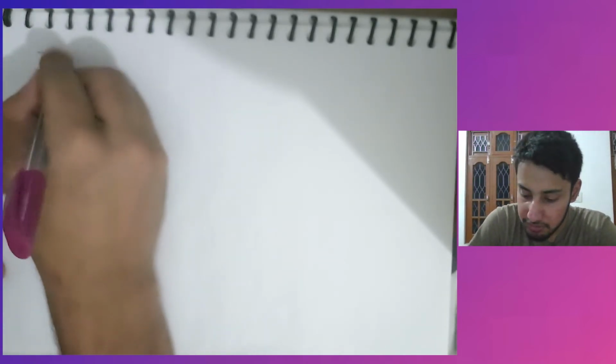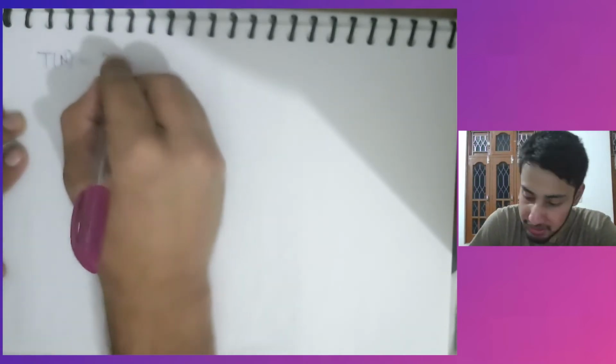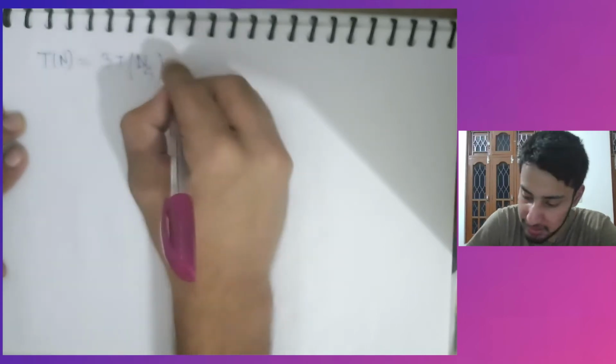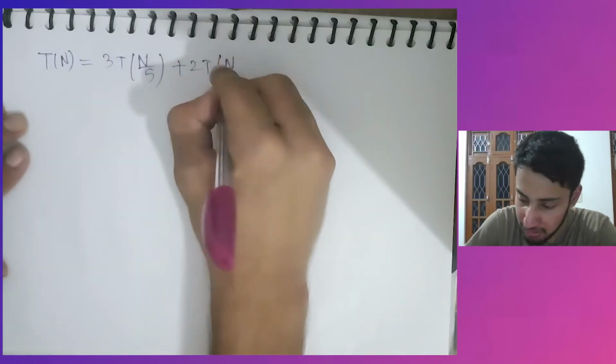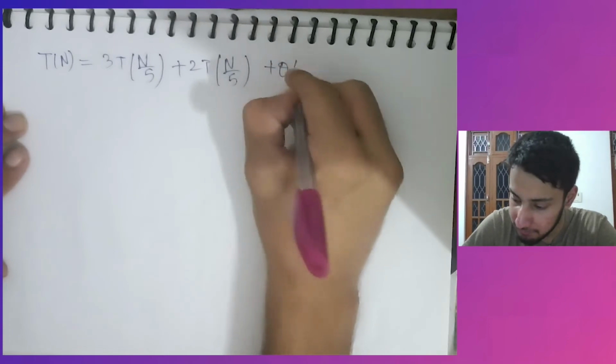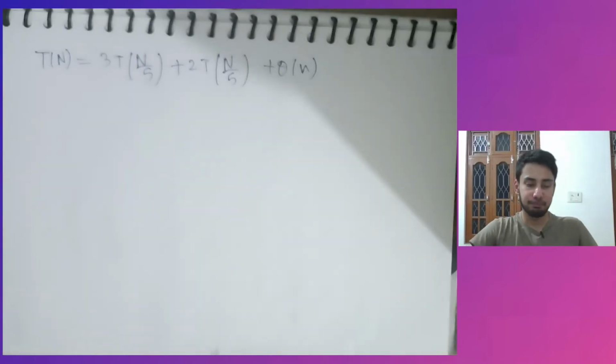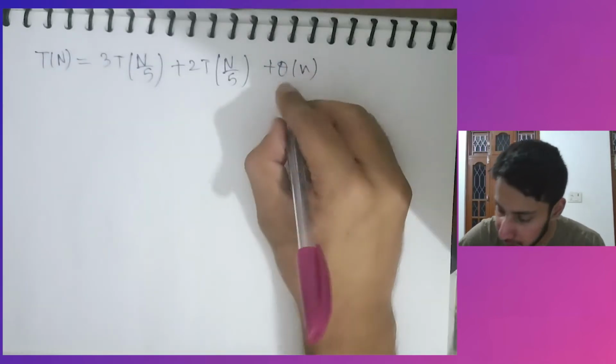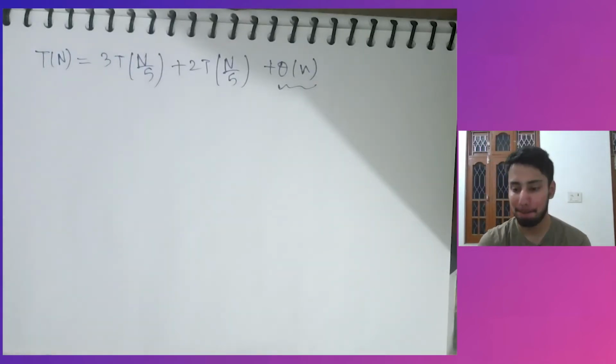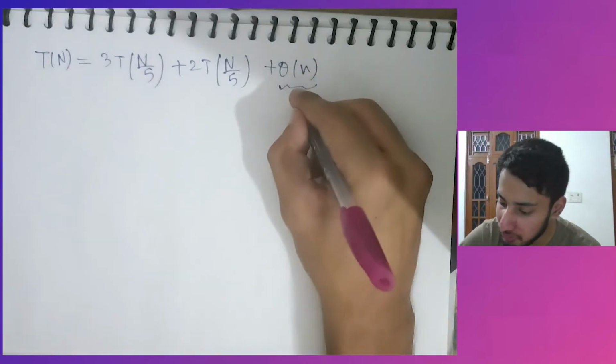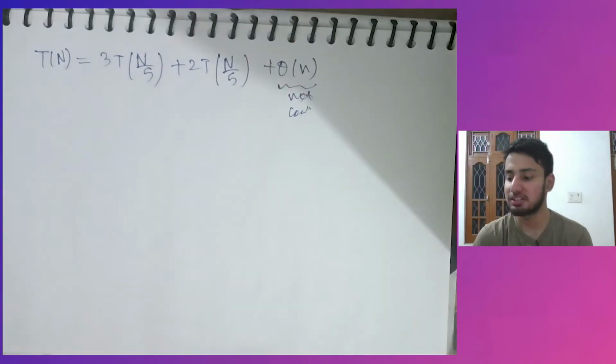Remember when I give this question, T of n equals 3T of n by 5 plus 2T of n by 5 plus theta of n. Got it. How are we going to solve this now? You tell me, is this constant? No, this is not constant, because it contains the term n.